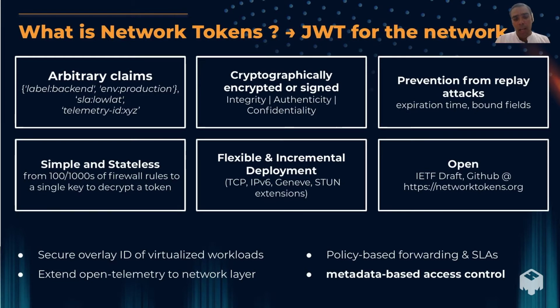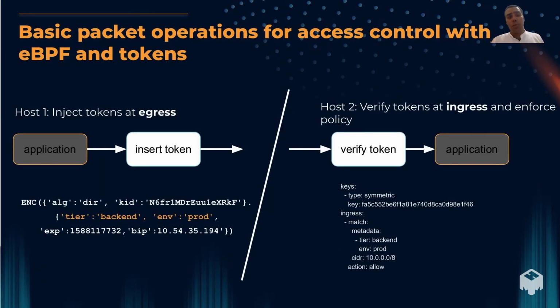So imagine that we have two hosts. Host one is a backend node running in production, and host two is a front-end node running in production again. And what we want to do is make sure that only backend nodes can access the front-end nodes on the right side.